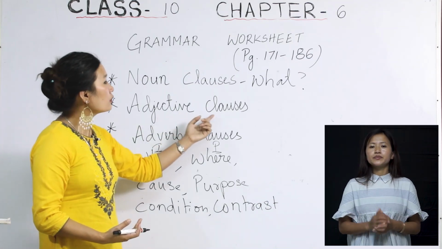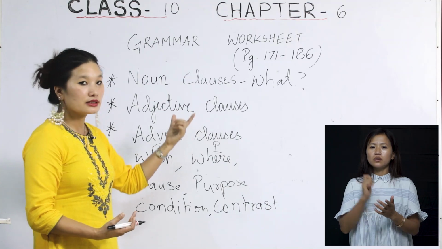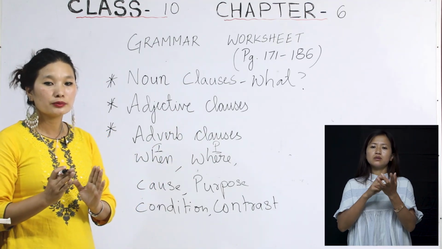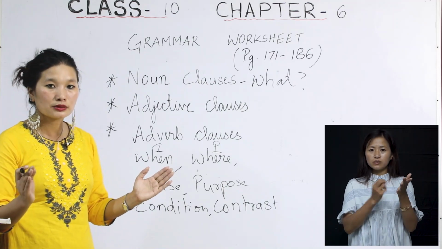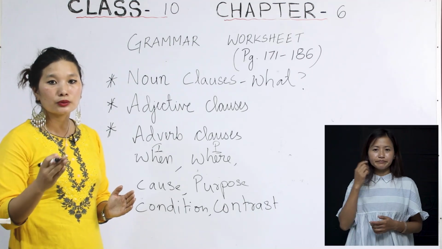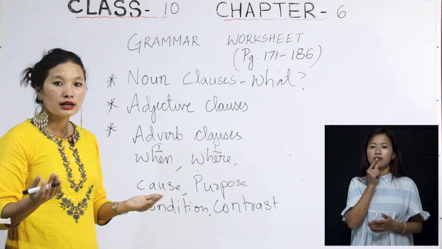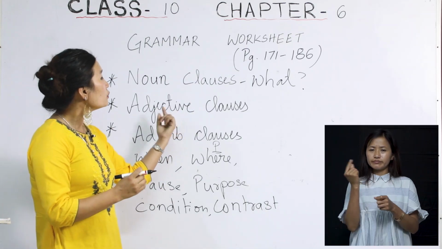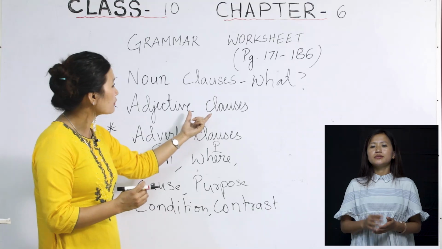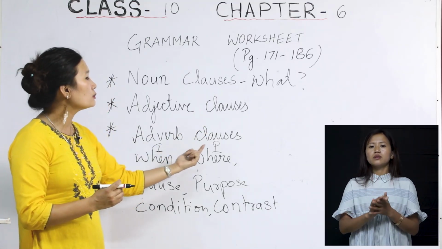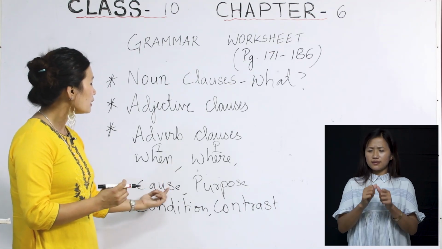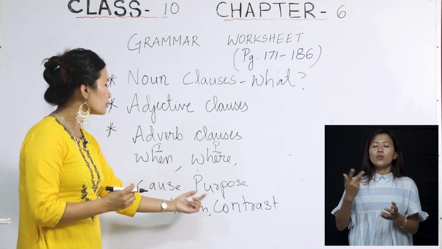And an adjective clause will do the work of an adjective. That means it describes the noun or the pronoun, though they are a group of words, okay? The lady who is wearing a pink dress is my aunt, or wearing a black dress. That's what I used as an example. So "who is wearing a black dress" defines the lady, and so that becomes the adjective clause. And adverb clause will tell us how an action happened, where, when, cause, purpose, condition, and contrast.